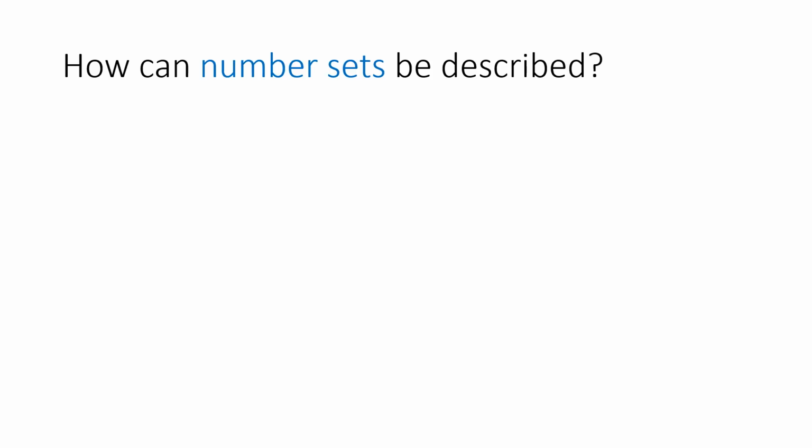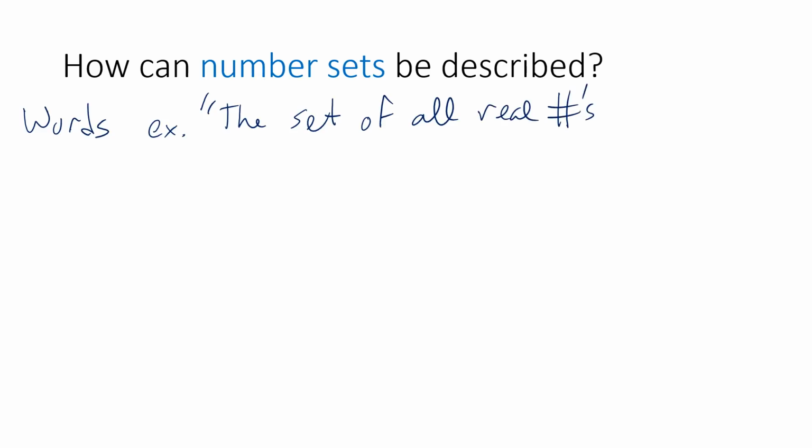So now that we learned a little bit about number sets, how are the different ways that number sets can be described? There are 4 different ways that mathematicians usually describe number sets. The first way is just words. That is a literal verbal description of the number set. So an example, the set of all real numbers less than 3.